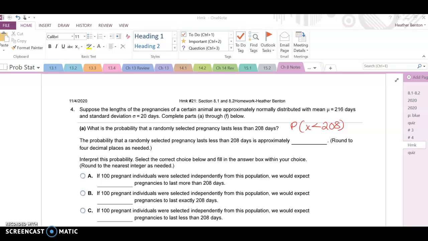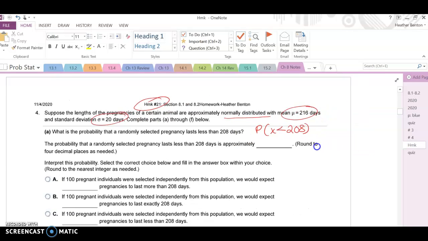Okay, so this is Math Excel homework number 21, and this is problem number 4. It says, suppose the lengths of the pregnancies of a certain animal are approximately normally distributed with mean 216 and standard deviation 20. All right, so what is the probability that a randomly selected pregnancy lasts less than 208 days? We're finding the probability that x is less than 208.